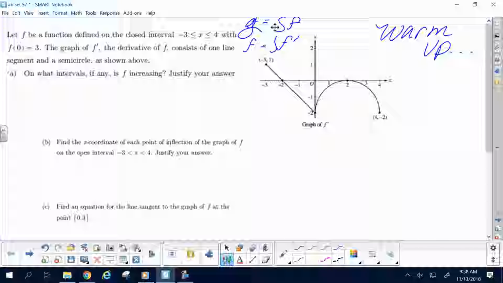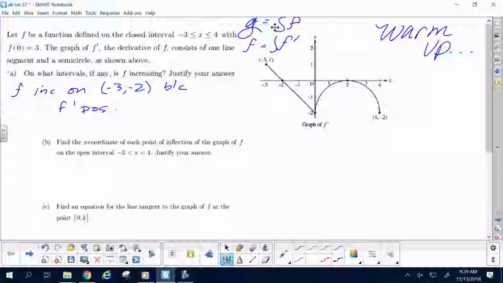So, mostly fundamental theorem. F is increasing on what interval did you say? F is increasing on? -3 to negative. And why do you say that? Because that comes down. All right, perfect. That is absolutely correct. B, find the x-coordinate of each point of inflection.